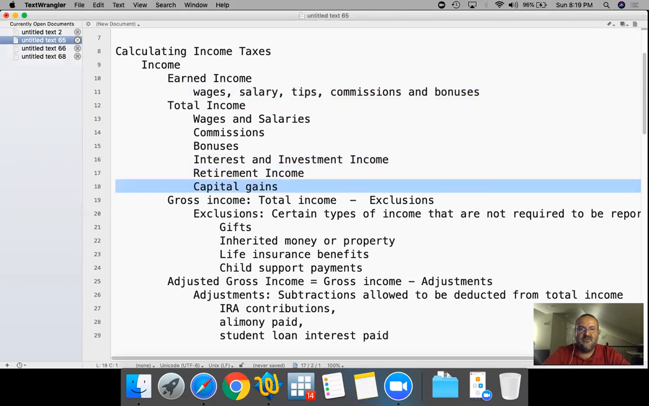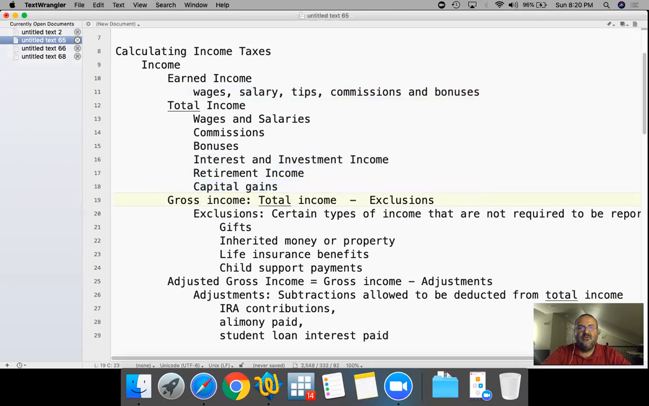This is referred to as capital gains. You buy a house at $10,000 and sell it at $15,000, you just realize a $5,000 capital gain. You bought a car for $10,000 and you sold it for $15,000, you just realize $5,000 of capital gains. And this also is reported as part of your total income.